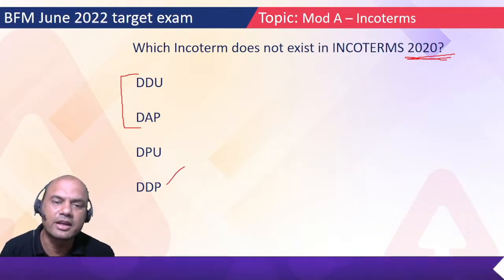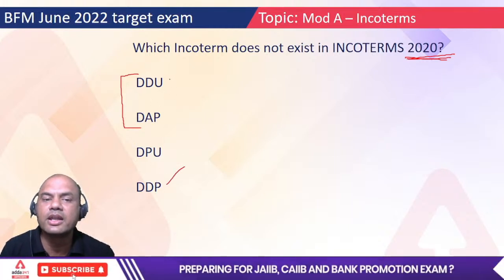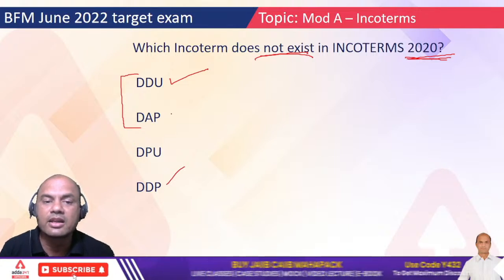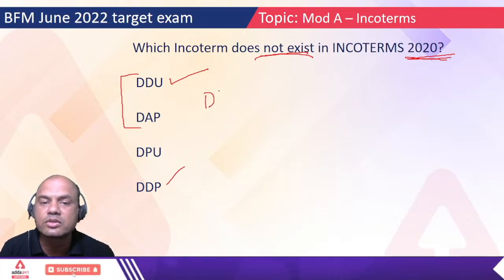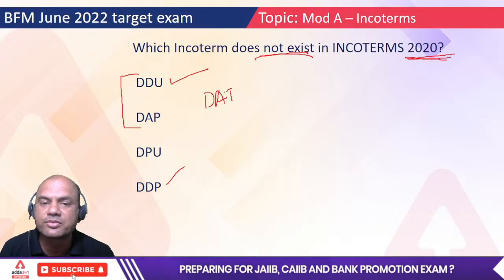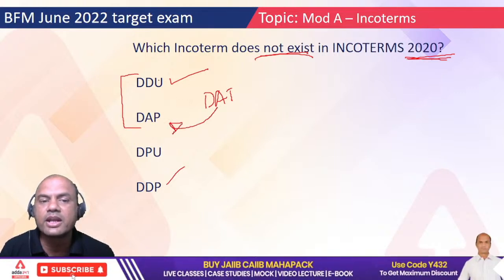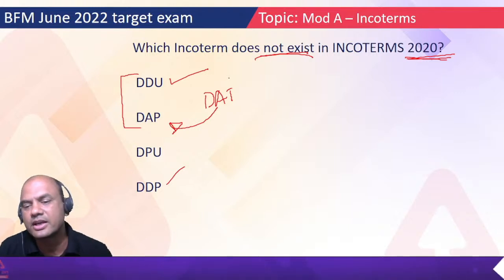So the answer is correct. What is gone now? DDU is gone. It is not part of it, it does not exist. DAP is there. Earlier we had DAT also. So DAT has now been shifted from DAT to DAP. So now DDU is gone. That does not exist.